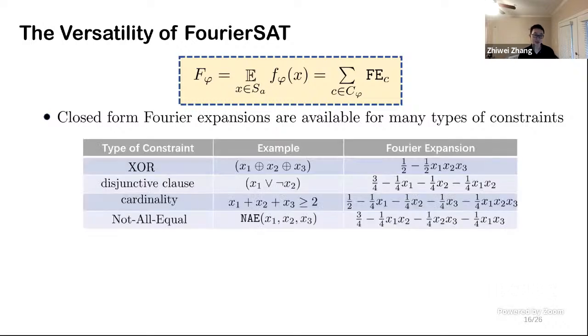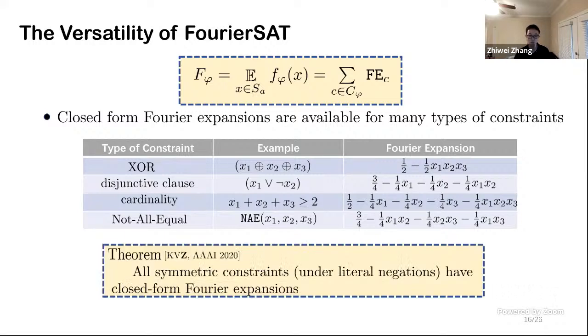Fortunately, many types of interesting constraints have closed form Fourier expansions, from XOR to cardinality constraint to not-all-equal constraint, and including CNF clauses. We further proved that for all symmetric constraints, we have their closed form Fourier expansions.